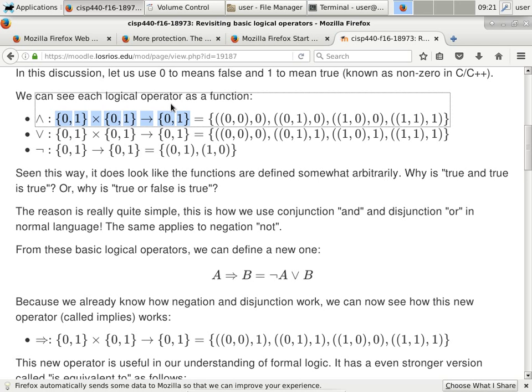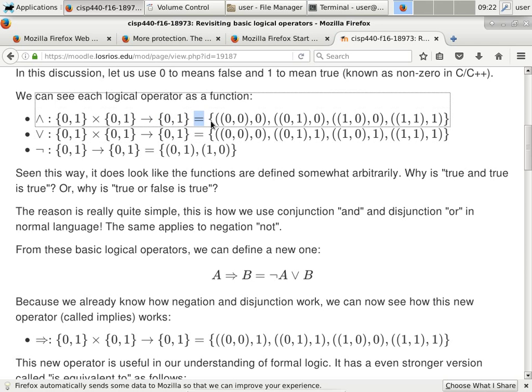This notation is really just a way of saying that the wedge symbol is a function. It is a function that maps a domain into a codomain. In this case, the domain is the Cartesian product of 0, 1. 0 is false, 1 is true. So now we have this as our domain. The codomain is just false and true.